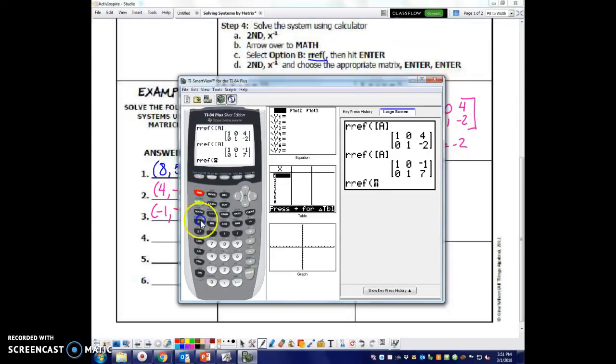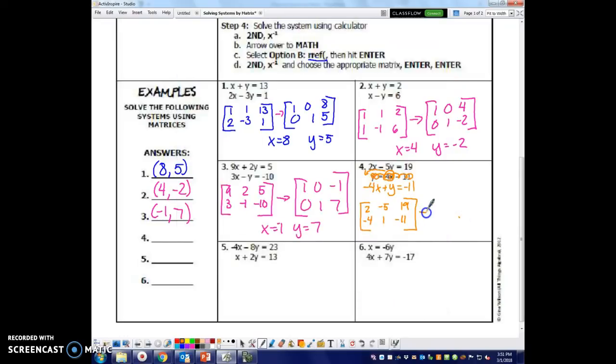Enter. Back into matrix, A. 1, 0, 2, 0, 1, negative 3. So x equals 2 and y equals negative 3. So we have 2, negative 3. All right, number 5. X, y equals number.